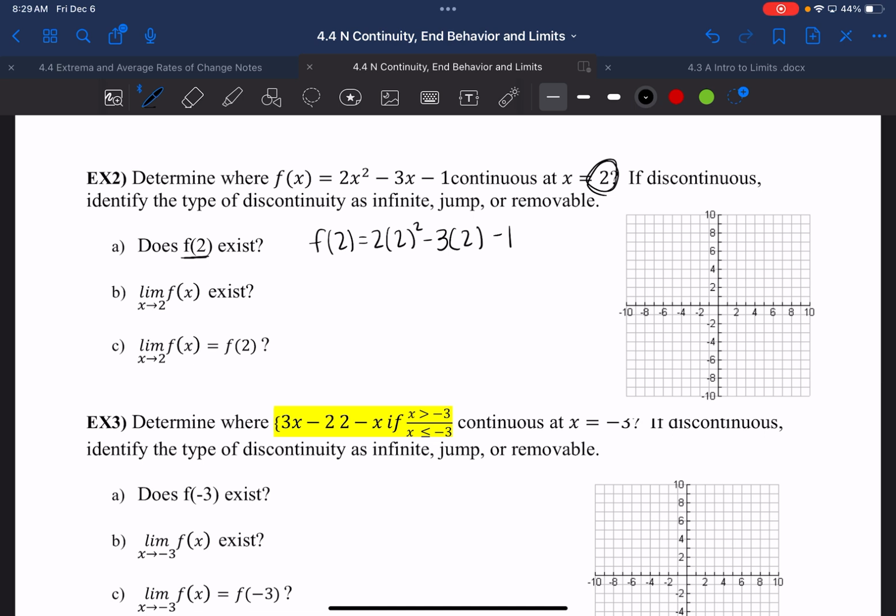All right, so order of operations, if I'm simplifying, where am I starting? The exponent. So 2 squared would be 4. 4 times 2 is 8. And negative 3 times 2 is negative 6, so 8 minus 6 would be 2, minus 1, 1. Okay, so when we simplified this down, we got 1. So is that an actual value? So, yes, it does exist.